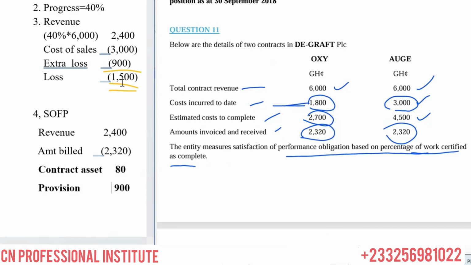If there's an onerous contract, you have to record all the loss at once. So sometimes you have to bring a difference that will clear the loss. And that's what we call the extra loss or the provision for onerous contract, right? So that's question 11. This is A.